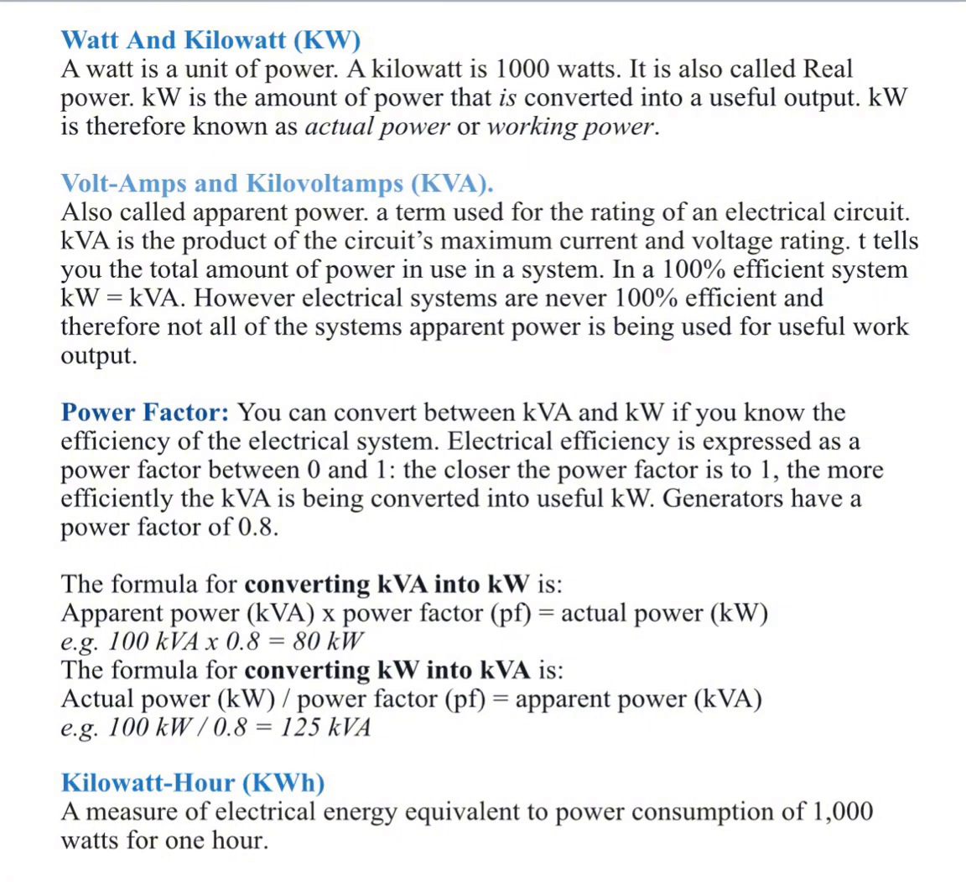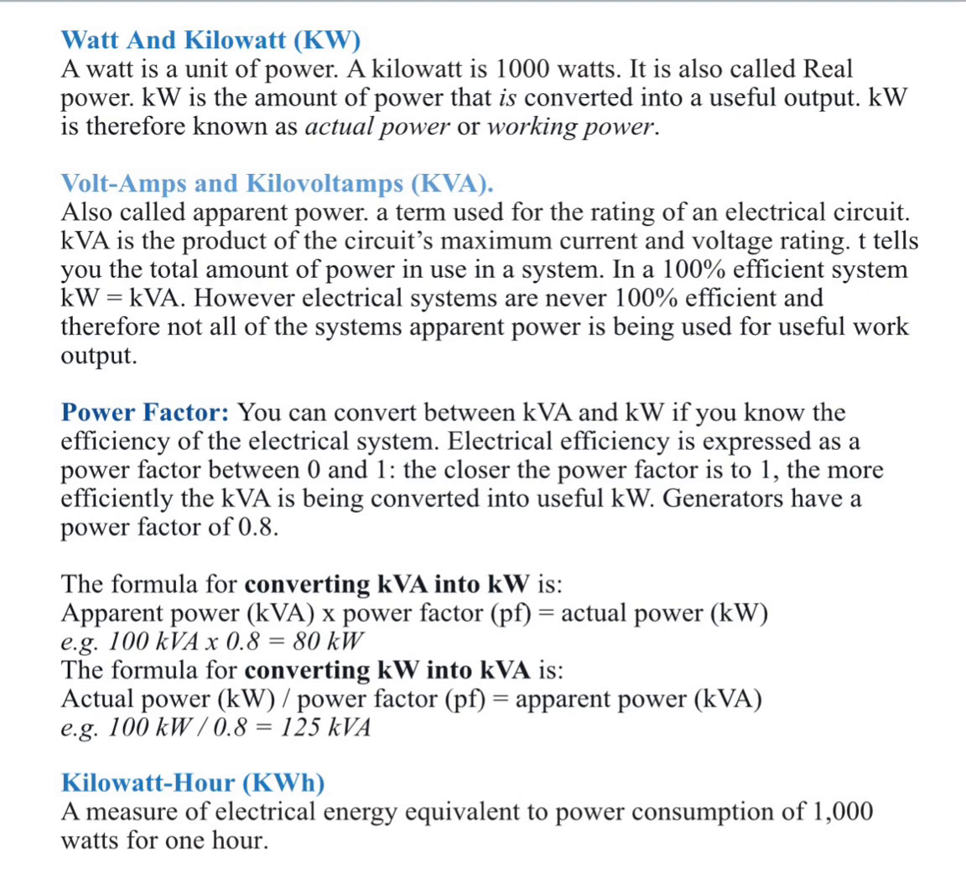Now the formula for converting kilowatt into kVA is also simple. You take the actual power in kilowatts divided by the power factor, and you get the apparent power. So we have it here: 100 kilowatts divided by 0.8 gives 125 kVA.